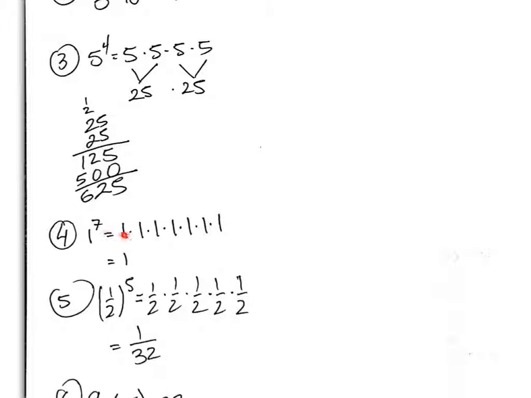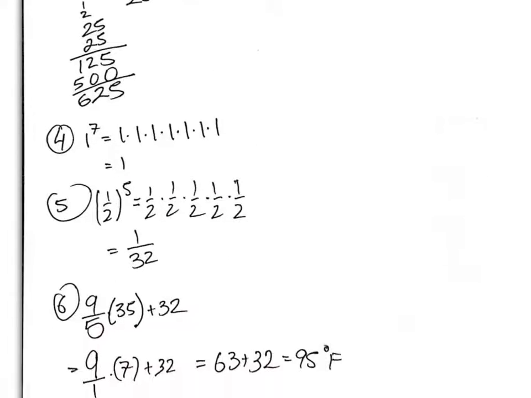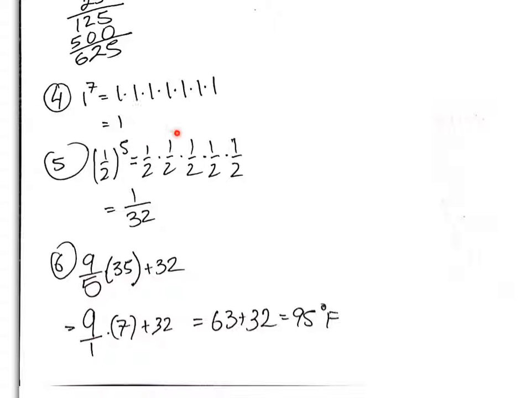Question 4, 1 to the 7th power, 1 times itself, 7 times. 1 times 1 times 1 times 1 times 1 for any number of 1s will be simply 1. Question 5, we have 1/2 to the 5th. I recommend you write it out like this, as long as it's not too excessive, because it gives you the picture of, oh yeah, it's just 1 times itself, giving 1, and then you can count it out. 2 times 2 is 4, 8, 16, 32, so it's 1 over 32.